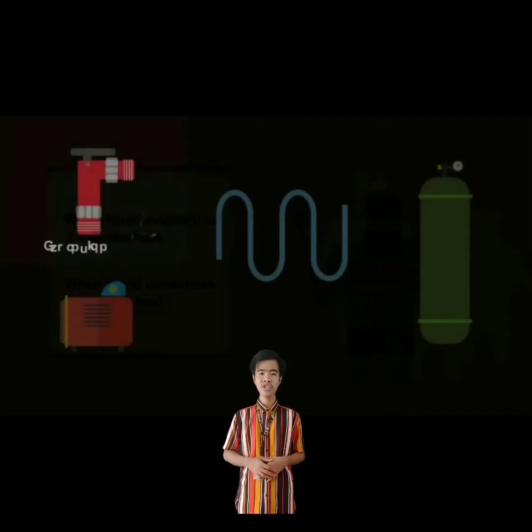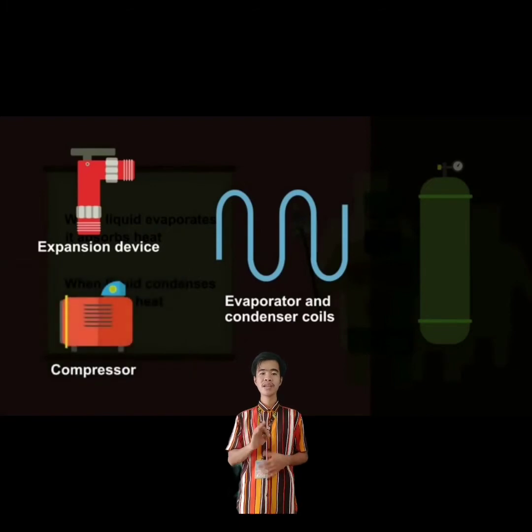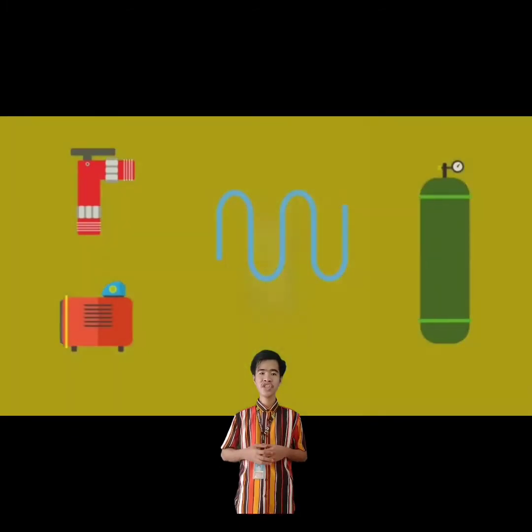The refrigeration uses the 5 major components. We have the following, which is first, the expansion device. The second one is the evaporator coils. The third one is a compressor. The fourth one, condenser coils. And the last but not the least, it is called a refrigerant.